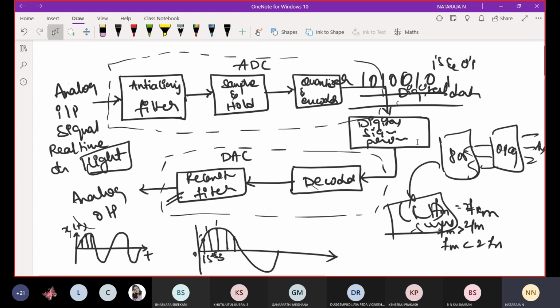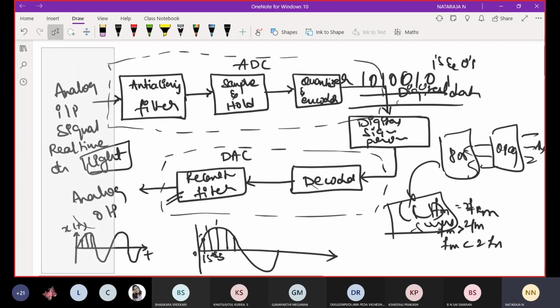Next, we are going to use a digital to analog converter. I will see how exactly it works. That we are going to discuss now.